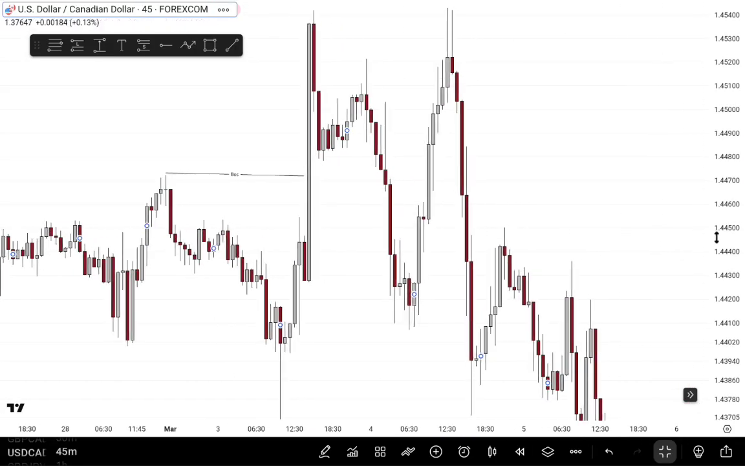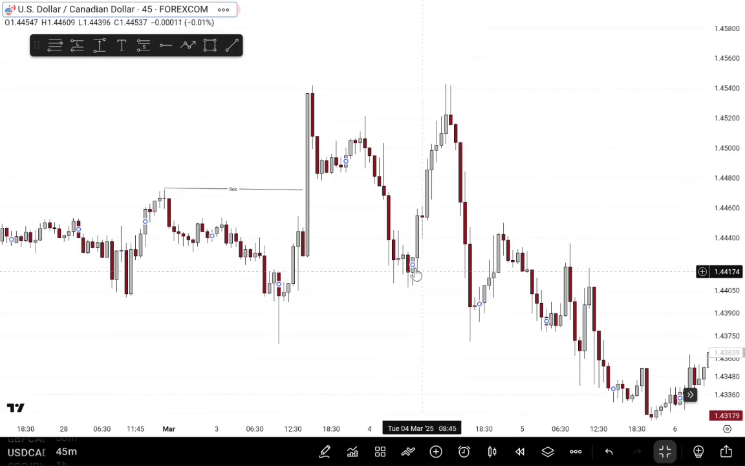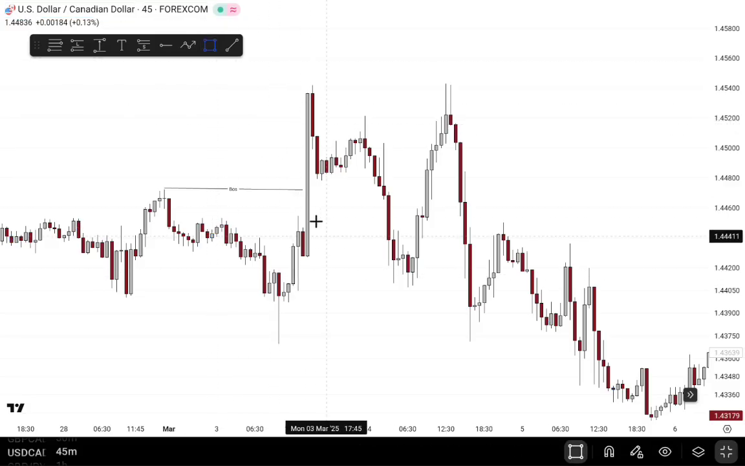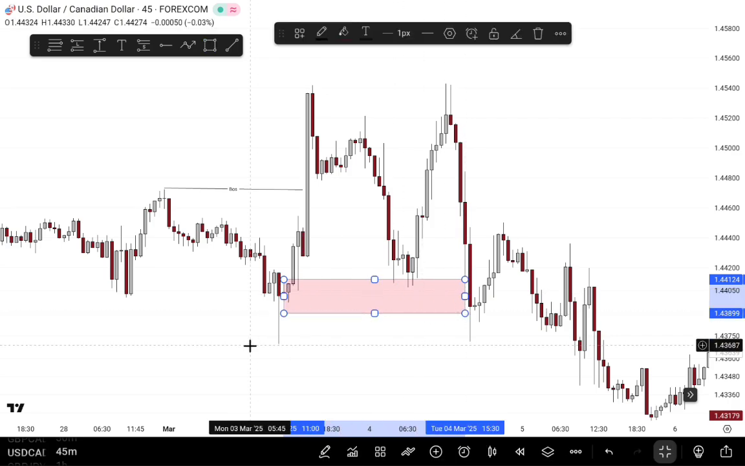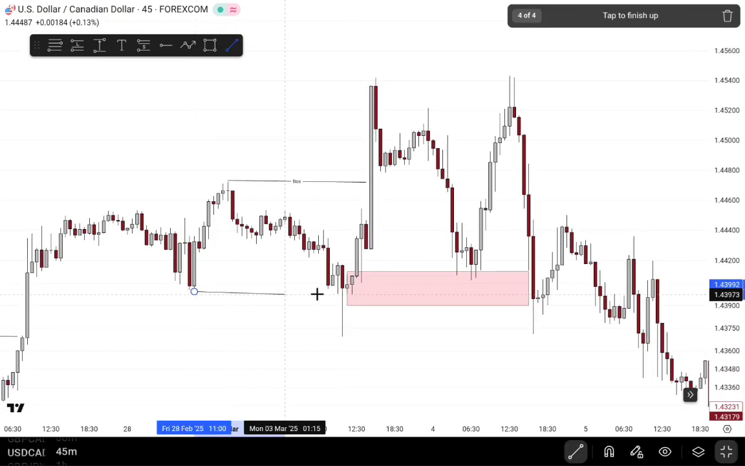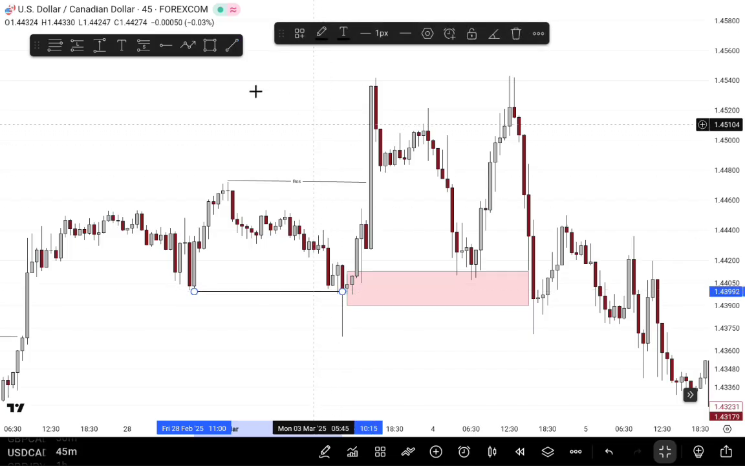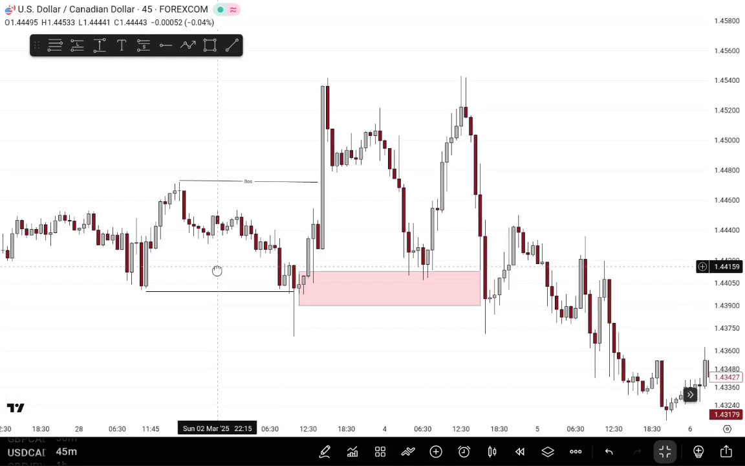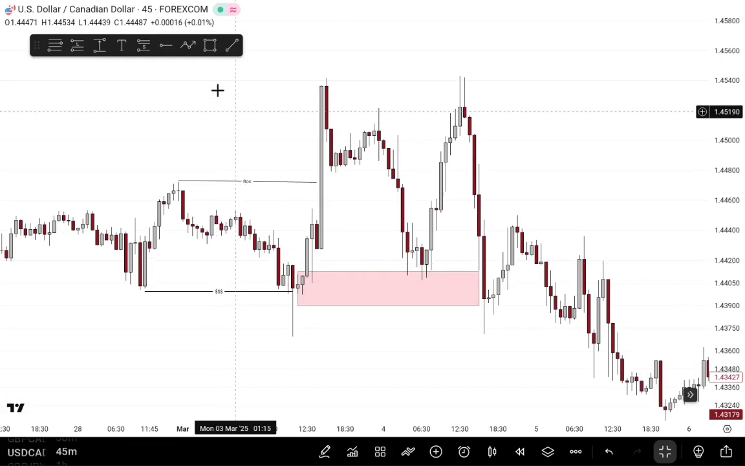Now at this point, we saw people taking trades from here. Remember, this is another order block. This makes this order block more high probability because it has taken out liquidity from this swing low, which is here. It makes this order block high probability.